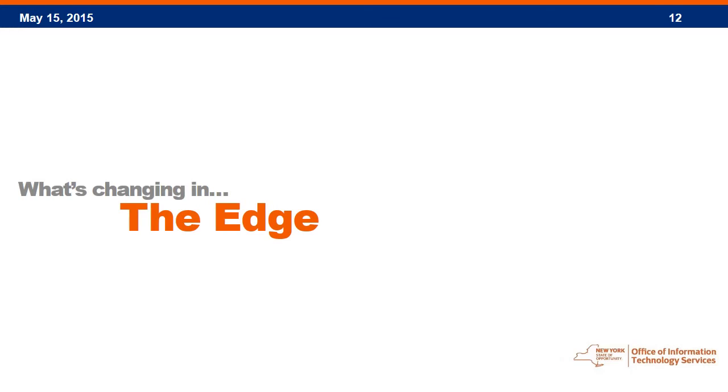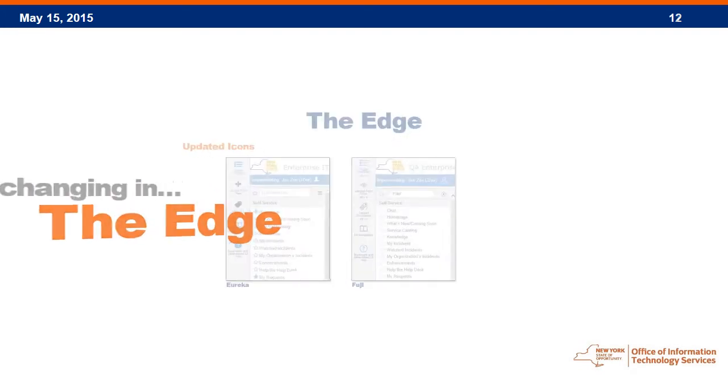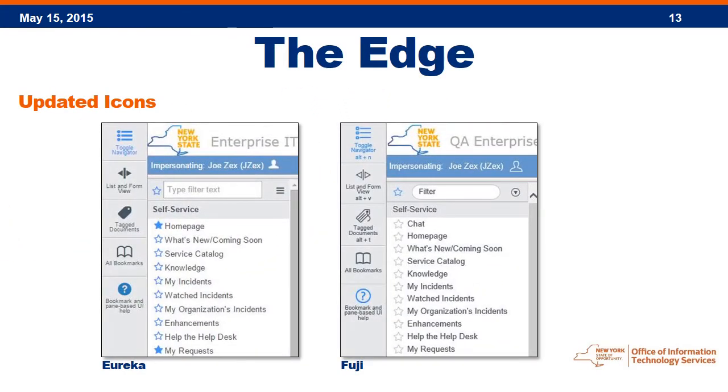The edge is the gray bar located on the left-hand side of the screen. The edge can be used to quickly access often used items and to create new bookmarks as needed. The Fuji release of ServiceNow has updated most of their icons. On the left, you will see the icons as they are in Eureka, and on the right, you will see the new updated icons in Fuji.